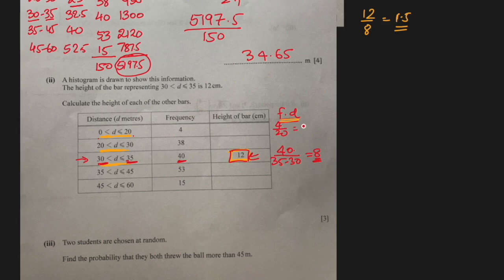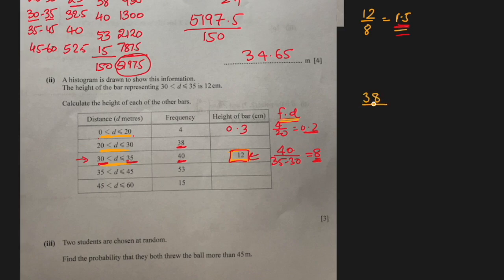4 over 20 will be 0.2. Now multiply this 0.2 by 1.5 and you will get the height they need. The answer of this will be 0.3. Okay.